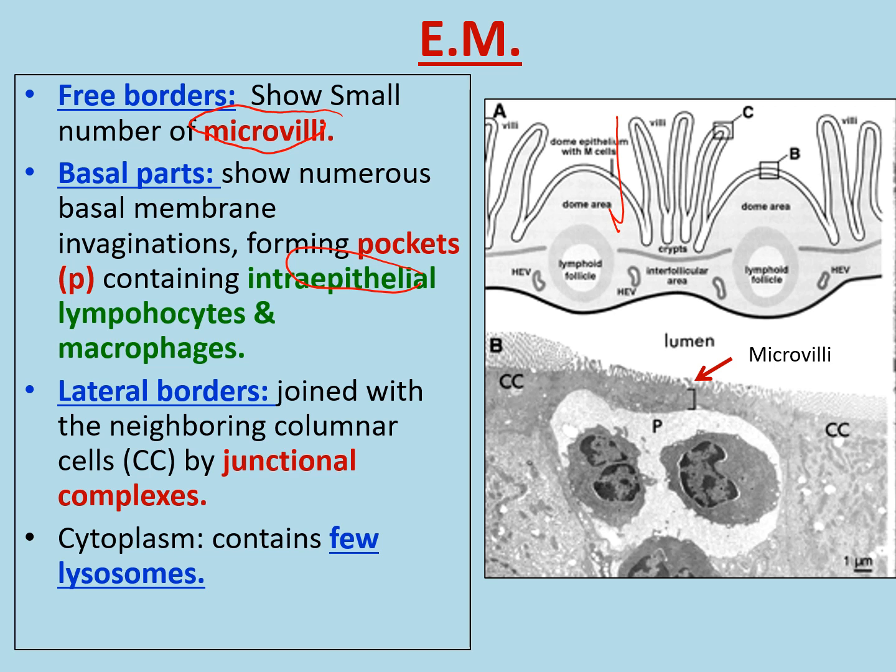What about the lateral border? Like simple columnar epithelium and goblet cells, it will be attached to other cells by junctional complexes in order to prevent any passage through intercellular spaces. The cytoplasm here will contain few lysosomes. It is not a phagocytic cell. It just transfers antigen from the lumen to the intraepithelial lymphocyte. So what to know about this cell?